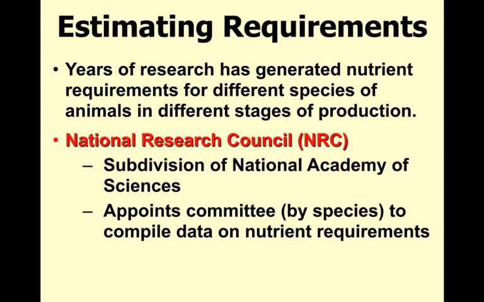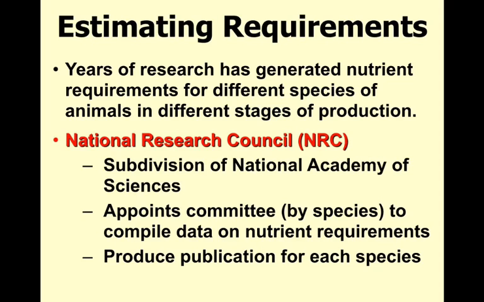And what happens is the NRC actually appoints a subcommittee, say the beef cattle subcommittee or the dairy subcommittee. They have a lab animal subcommittee, a fish subcommittee. So those subcommittees work to develop and compile the data on nutrient requirements. For the publication that's produced for each species, we're going to be using the textbook that has a lot of nutrient requirement tables in it. Those requirement tables will say which publication they're coming from for those species.